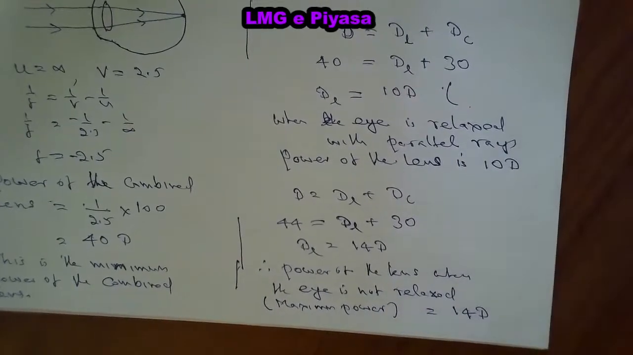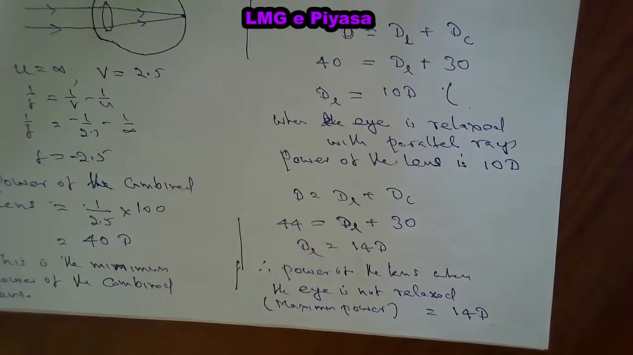So like that you can calculate the maximum power of the lens and the minimum power of the lens also, because the cornea in this system has a fixed focal length, right? The lens has a variable focal length, right? The maximum power of the lens is 14 diopters, the minimum power of the lens is 10 diopters, right?